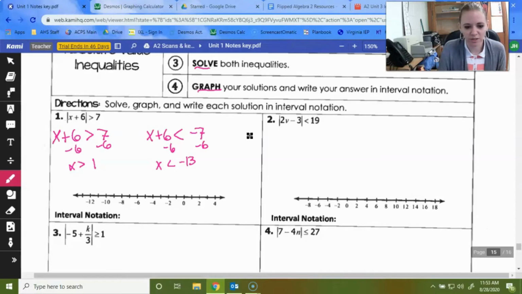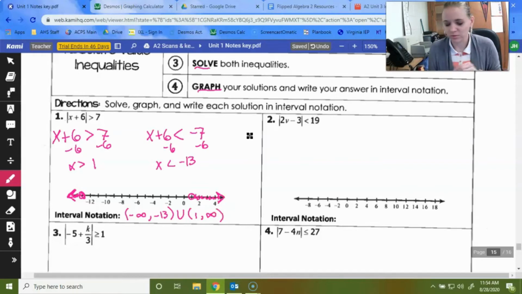So these are my two equations. So open circle at 1 and open circle at negative 13. And x is greater than 1 and x is less than negative 13. So this is one that ends up having two sections. Interval notation, negative infinity to negative 13. This time a parenthesis, since it's not equal. Union with 1 to positive infinity. Okay?